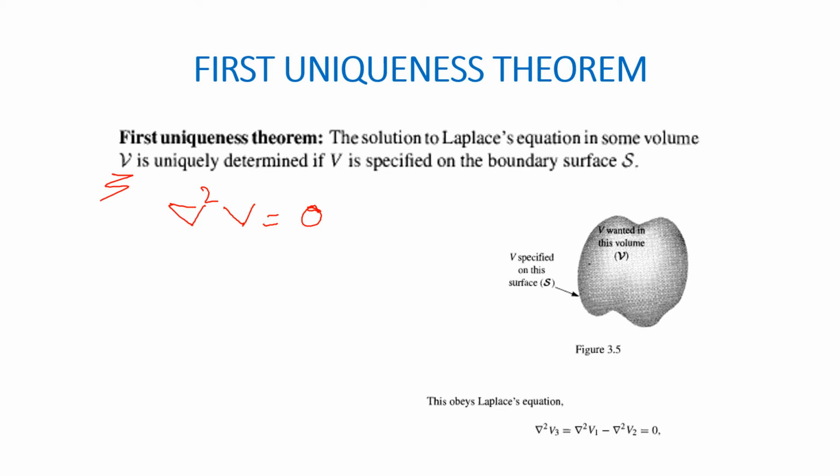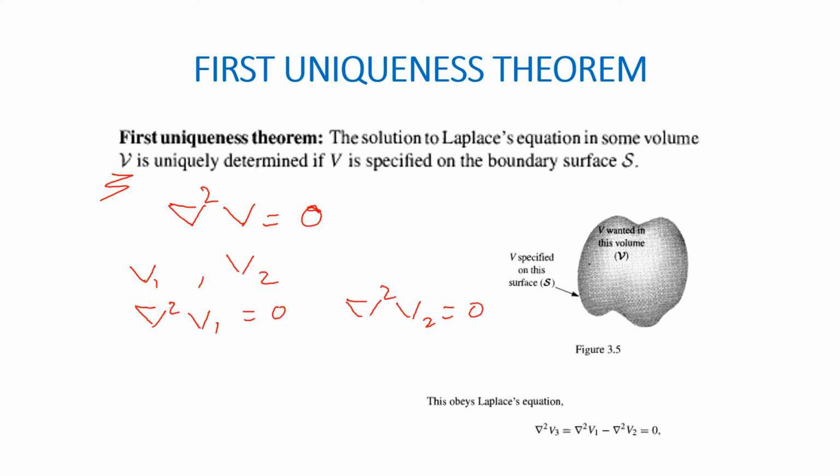So how to prove this? In order to prove this, we can take a contradictory assumption. We can assume that there are two solutions to the Laplace equation. Let them be V1 and V2. So two solutions are there, so that del square V1 equals 0 and del square V2 equals 0.